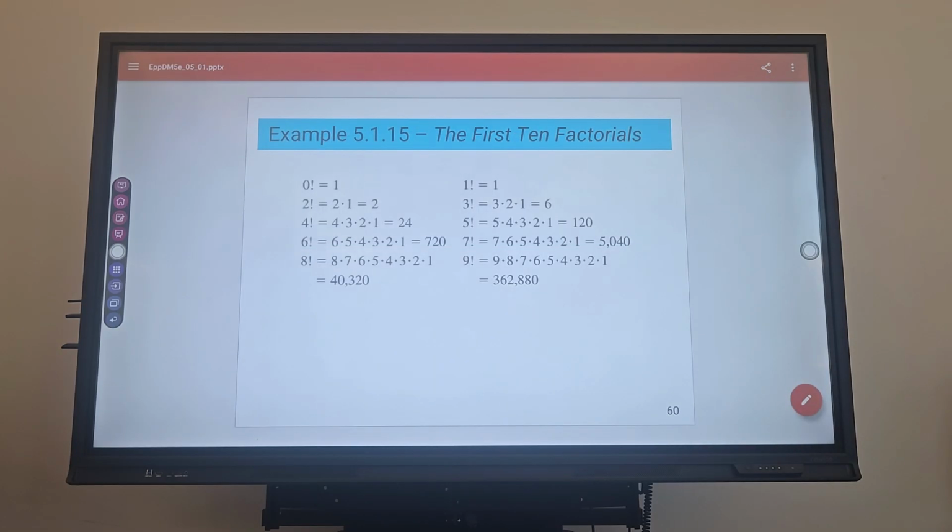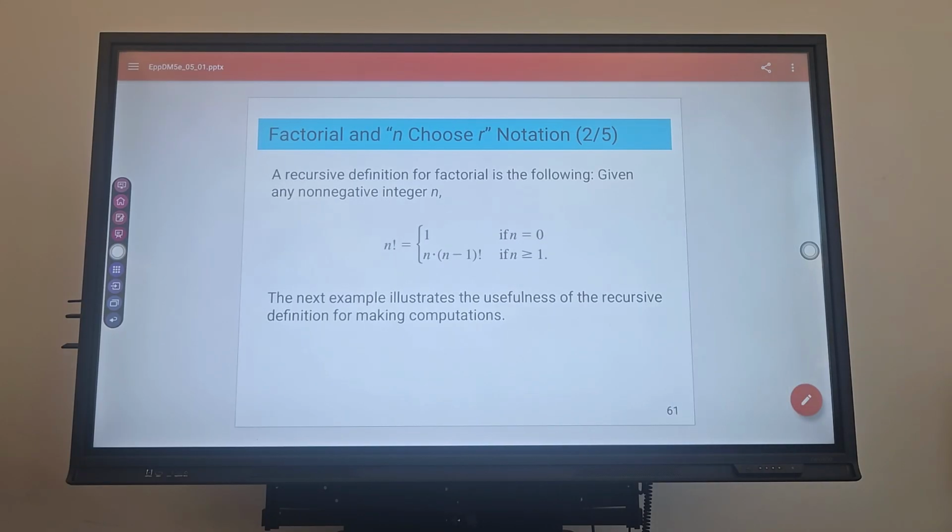So the first 10 factorials, as you can see, the numbers go up quite quickly. A recursive definition of factorial is the following: given any non-negative integer n, n factorial equals 1 if n is equal to 0, and n factorial equals n times n minus 1 factorial if n is greater than or equal to 1.